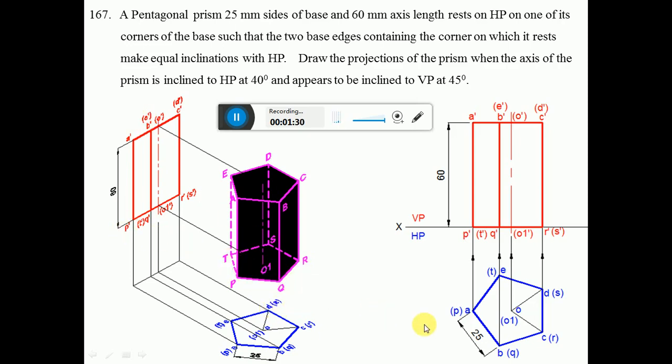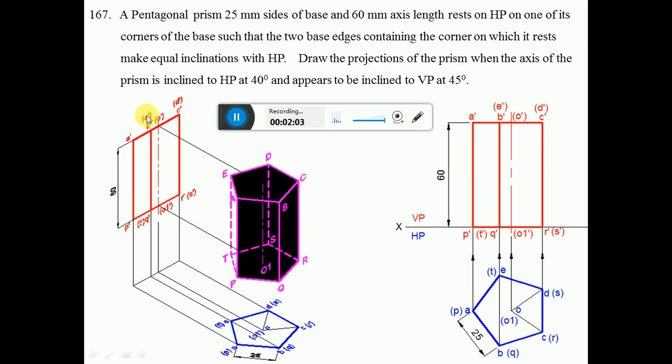When you look from the front view, PQR is near to the observer, so P dash, Q dash, R dash is visible, S and T is away from the observer, so S dash and T dash is in bracket. ABCDE is the pentagonal surface which is at the top, at the height of 60 mm. From here you measure 60 mm and there you write the top surface ABCDE of the prism. ABC is near to the observer, so A dash, B dash, C dash is visible, and D and E is away from the observer, so D dash, E dash becomes invisible.